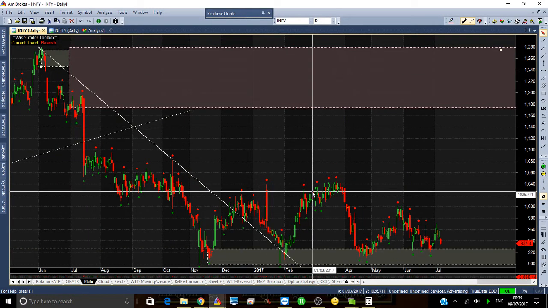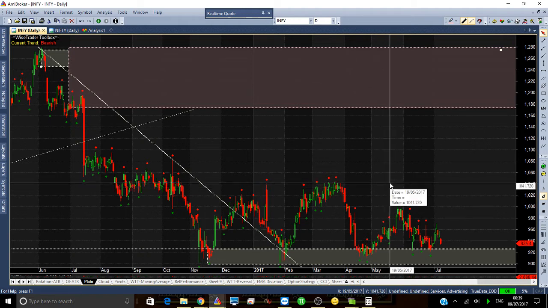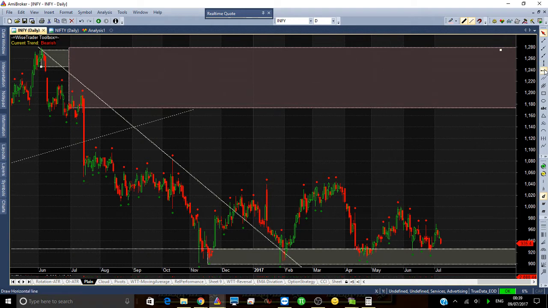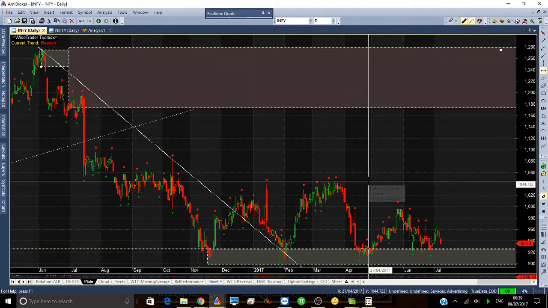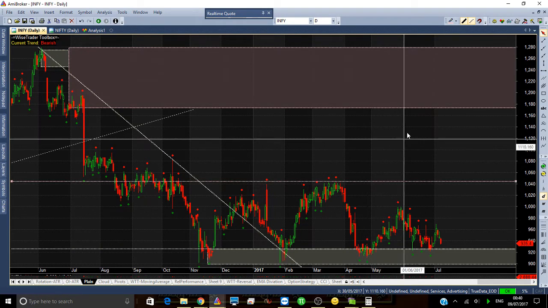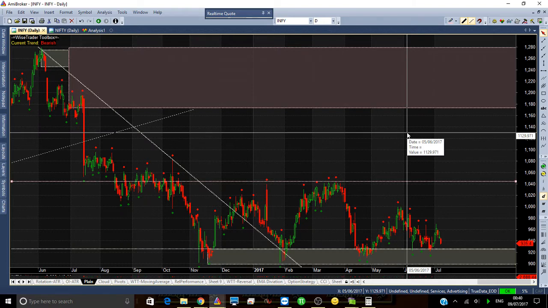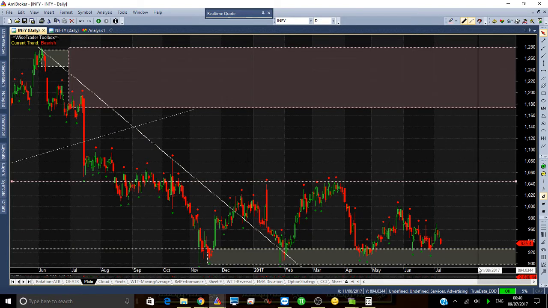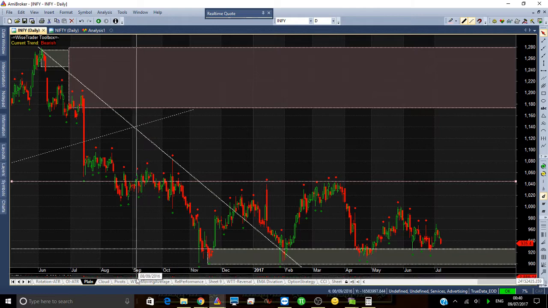We have actually not done much for the last many days, and the only one line that I would possibly be able to draw is somewhere here. We have been seeing a lot of resistance, 1040. So 1040, 900 is the range.